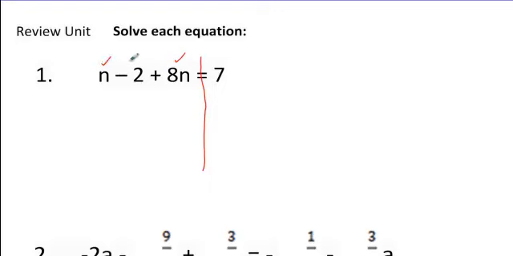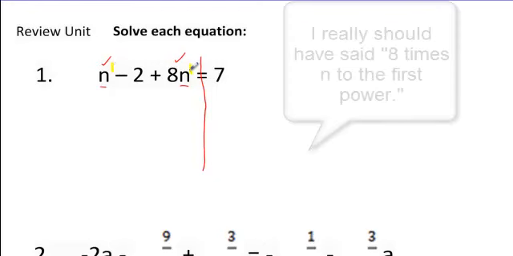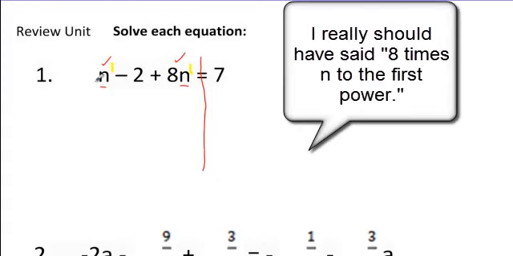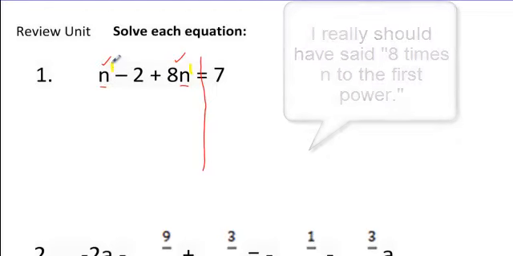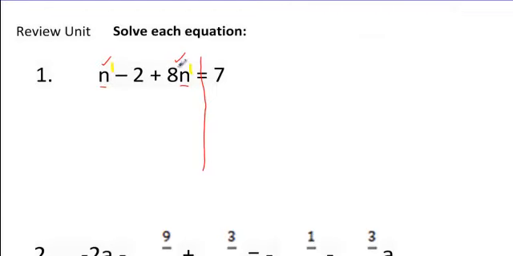Okay, so like terms, they have to have the same variable, and those variables have to have the same power. Now, I typically don't write this, but here's a nice almost invisible 1. I like to use the color yellow for things that are kind of invisible, things that are true, but we just don't write them. N to the first power is n. 8n to the first power is 8n. So, they're like terms because they have the same variable, n. That variable has the same power, 1.